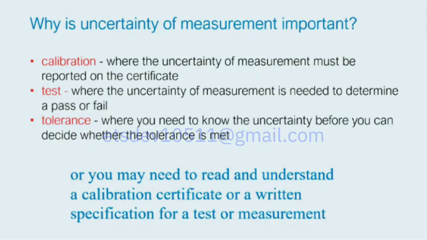And tolerance is important because you need to know the uncertainty before you can decide whether the tolerance is met or not. You may need to read and understand a calibration certificate or a written specification for a test or measurement. If you know what is uncertainty, what is combined uncertainty, standard uncertainty, etc., then it becomes absolutely easy for you to understand any test report or any test certificate or any calibration certificate, and you can always ask the person for the data that is missing in the certificates.